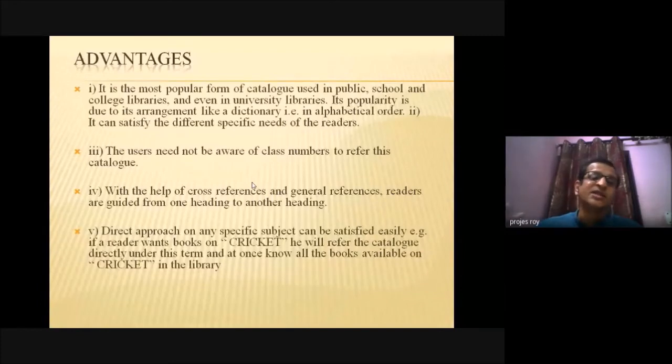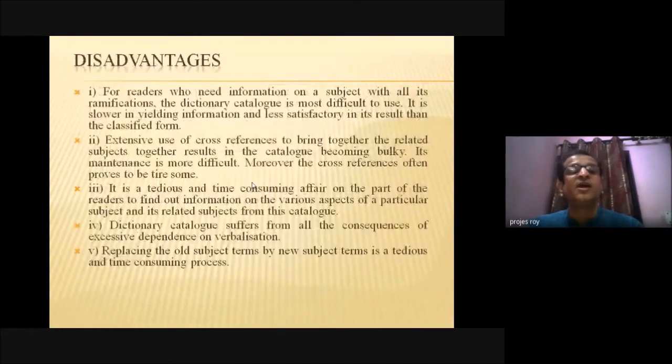So because it will be arranged on the basis of cricket. Now, what are the disadvantages? For the reader who needs information on a subject in all its ramifications, the dictionary catalog is most difficult to use. It is slower in yielding information, and less satisfactory in the result than the classified form.